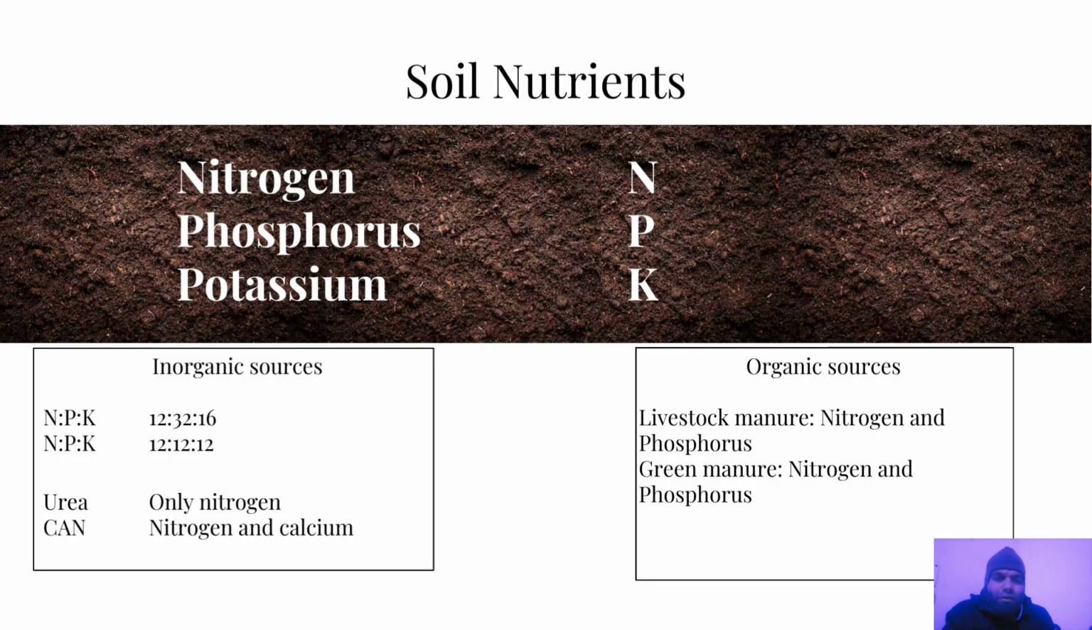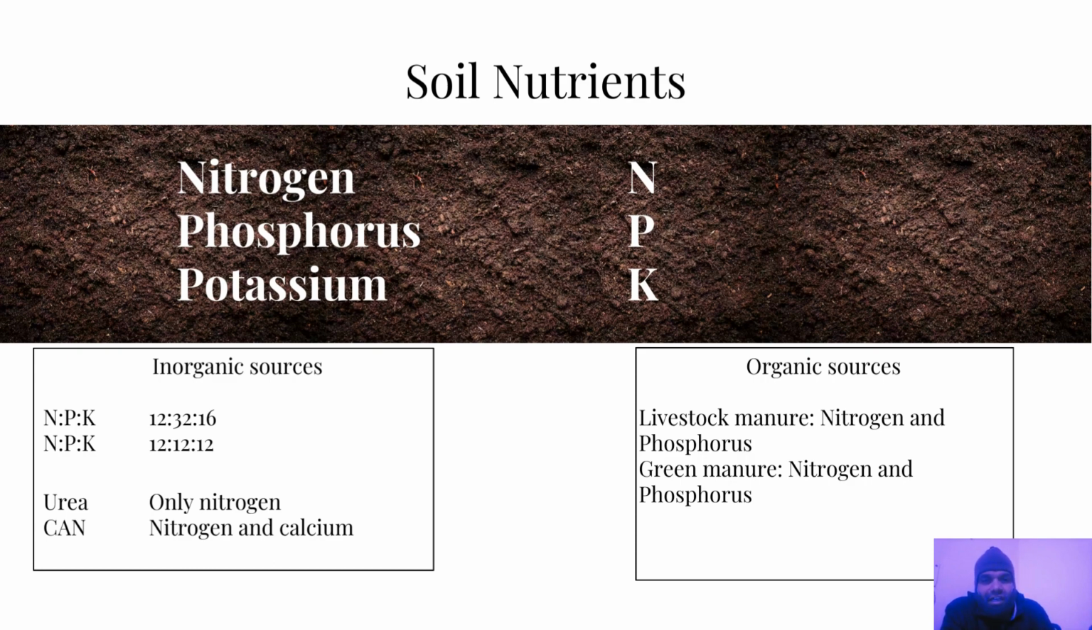Now, why do we add these? We add these primarily for three macronutrients, three nutrients which the plant needs. They are nitrogen, phosphorus, and potassium. Their symbols are NPK. Potassium is given the symbol K because in Latin it stands for kalium. So you have NPK. Now, how do we add these to the soils?